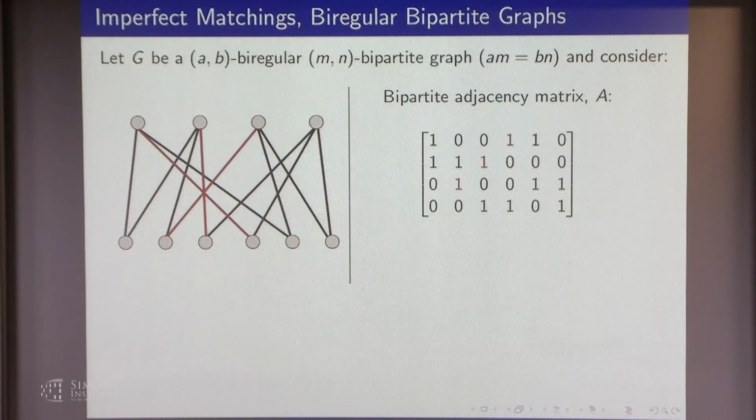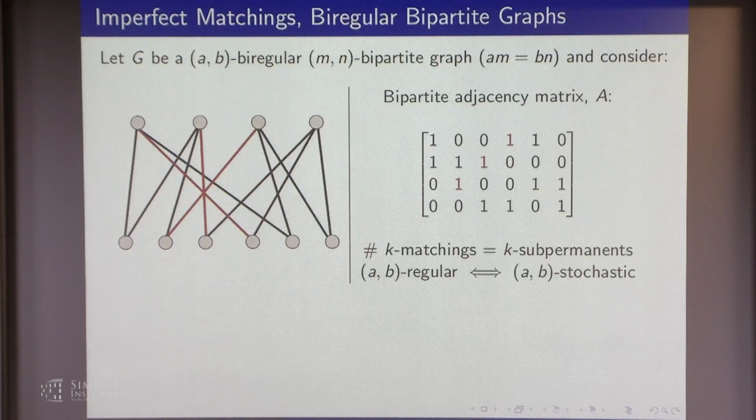And we can do similar things, except maybe we want to count imperfect matchings now. So let's say I want to count the number of 3-matchings. Let me write one down. A 3-matching here is going to look like a collection of 3 rows and columns that contain exactly 1, 1. So more generally, if we generalize the fact that the permanent counted perfect matchings, the number of k-matchings is going to be the number of k-subpermanents.